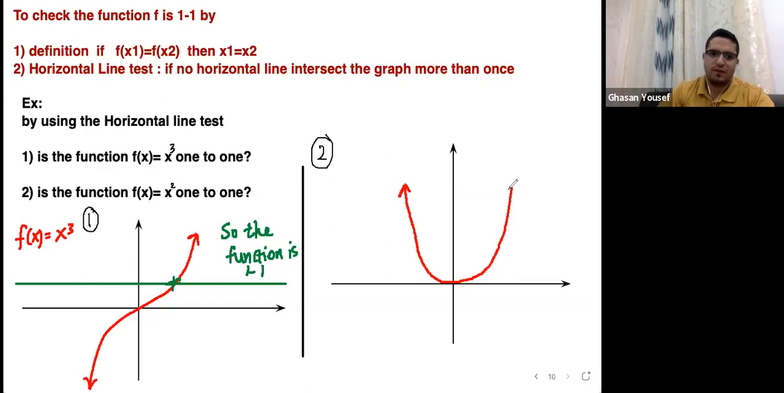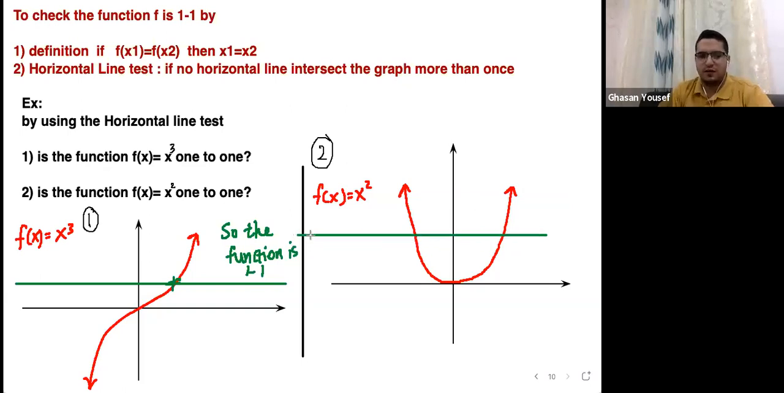This is the function. This is f of x equal x squared. Now to check the horizontal line test, we have to graph a horizontal line. And as we see here, if we move this line above the red curve, this line intersects the curve at 2 points.